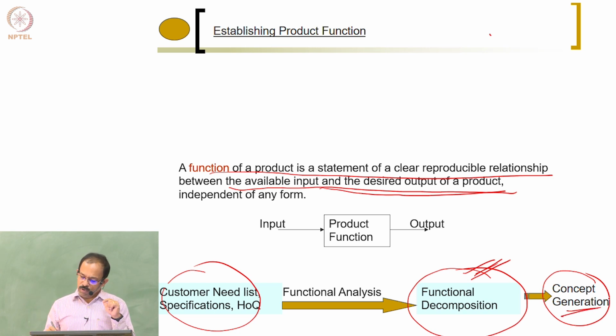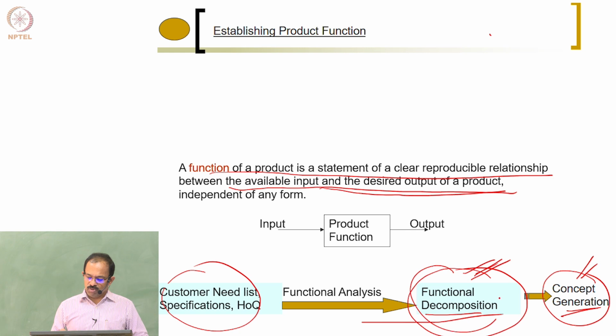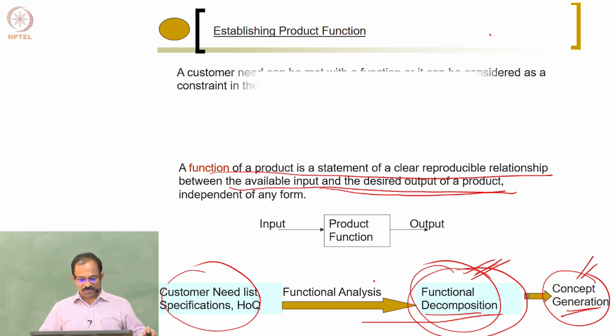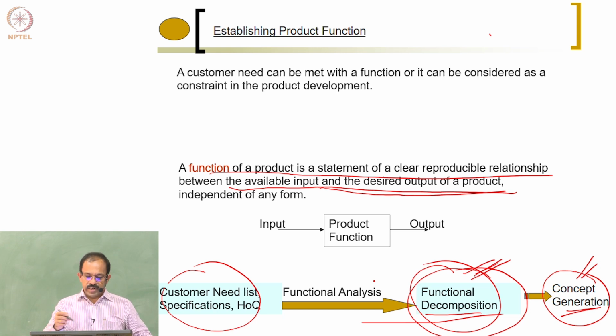So in order to develop new concepts, I need to know what is happening inside the product. We'll be doing this functional decomposition to understand what is happening in a product so that we will be able to redesign the product in a better way. So that's what we are going to do in the next few classes. This one I already told you, the customer need can be met with a function or it can be considered as a product development.